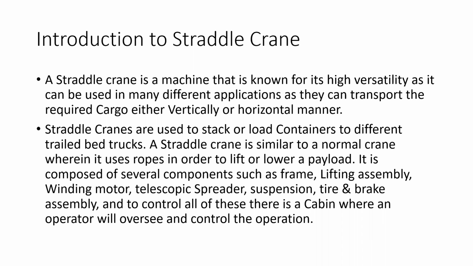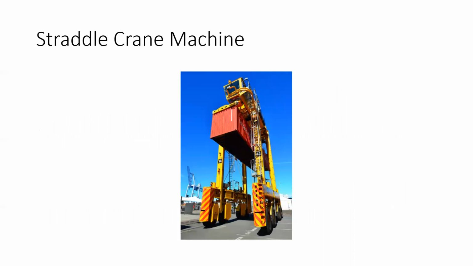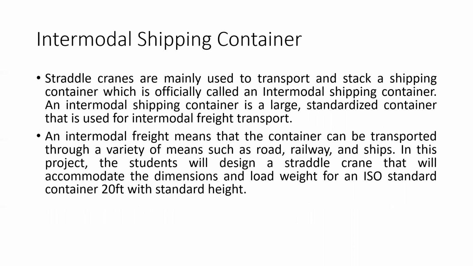A straddle crane is similar to a normal crane wherein it uses ropes in order to lift or lower a payload. It is composed of several components such as a frame, the lifting assembly, winding motor, telescopic spreader, suspension, tire and brake assembly. And to control all of this, there is a cabin where an operator will oversee and control the vehicle. This is a sample picture of a straddle crane machine lifting what I believe is a 40 feet ISO standard container.